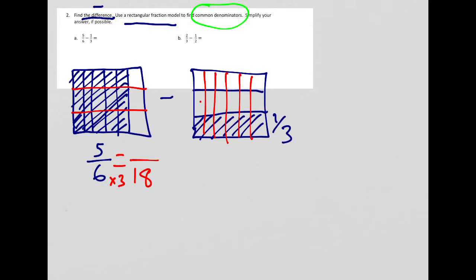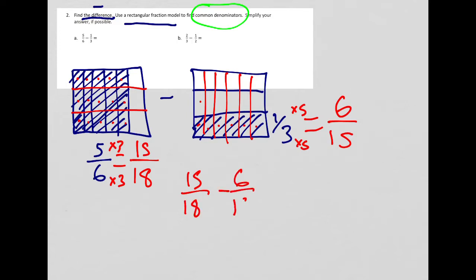And now shaded in, I have 1, 2, 3, 4, 5, 6, 7, 8, 9, 10, 11, 12, 13, 14, 15. Because I took my 5 and I times it by 3, right? I'm timesing it by the opposite denominator here. So now I have 5/18, and my 1/3 is now also out of 15 because I have 15 pieces. And my 1 became 1, 2, 3, 4, 5, 6. So it became 6/15 because I really times them both by 5 and 5. So my new equation here is 15/18 minus 6/15.